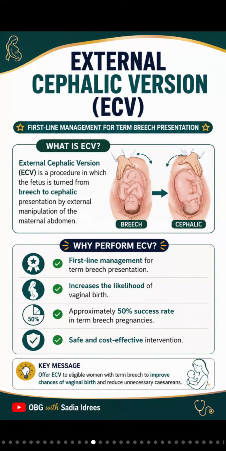Approximately 50% success rate in term breech pregnancy, 60% ये multiparous में होती है और 40% ये प्राइमरी पैरा में सक्सेसफुल होती है. प्राइमरी पैरा में इसलिए थोड़ी सी रिजिड एब्डोमेन होता है तो उसमें थोड़ी सी मुश्किल होती है, but multiparas it is very easily and beautifully done. It is safe and cost effective. Offer ECV to eligible women with term breech to improve the chances of vaginal birth and reduce unnecessary cesareans.